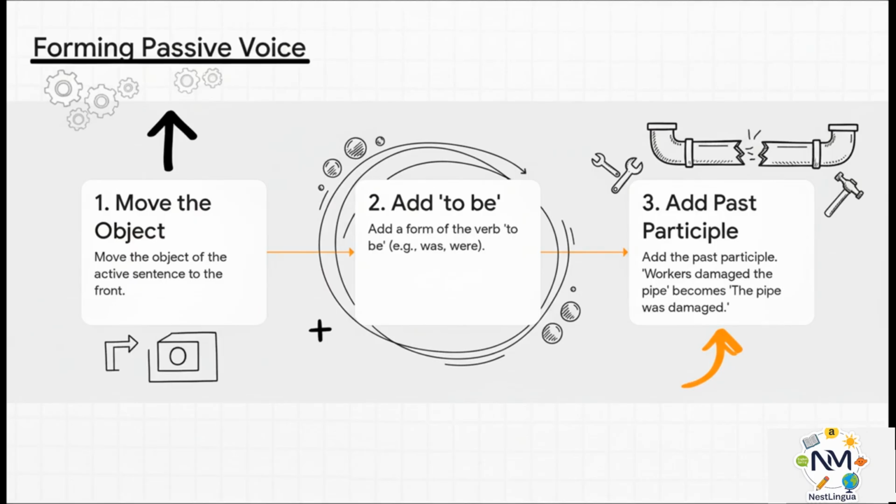Then you add a version of the verb to be, like was or were. And then you use the past participle of the main verb. So for example, the active sentence, workers damaged the pipe, becomes the pipe was damaged. See how the focus instantly shifts from the workers to the pipe itself? That's the magic of the passive voice.